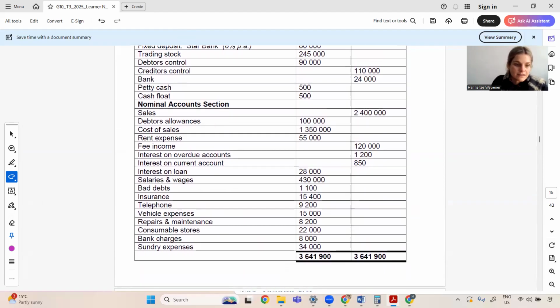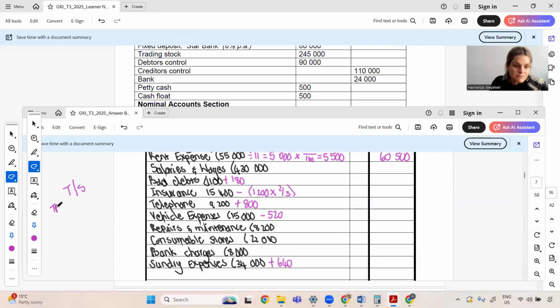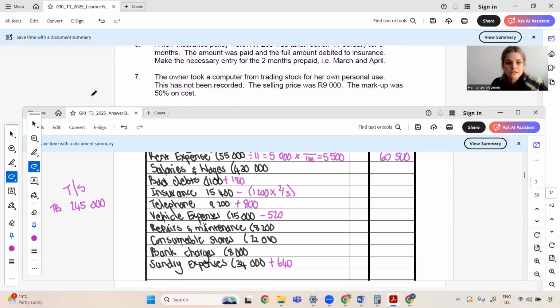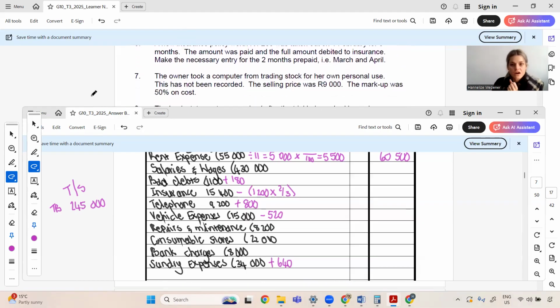Okay, and tell yourself there, so write it there, trial balance amount is currently 245,000. Okay, but now they are saying that the owner took some of the stock for personal use and this has not been recorded. Therefore, the trial balance figure is not the final stock figure because I must still adjust for the drawings. And that is the selling price was 9,000.